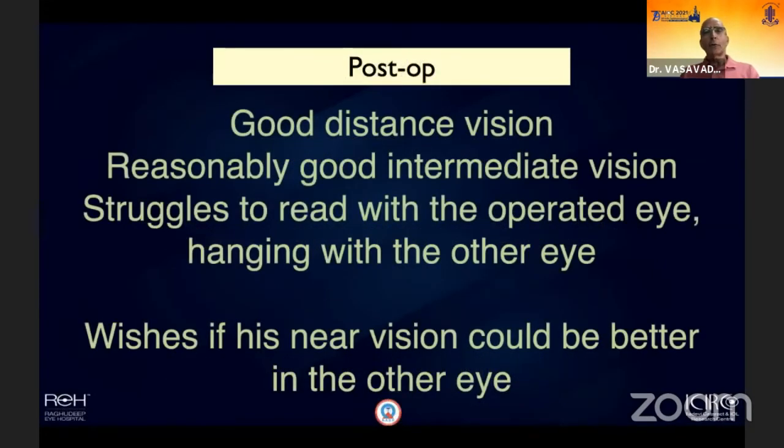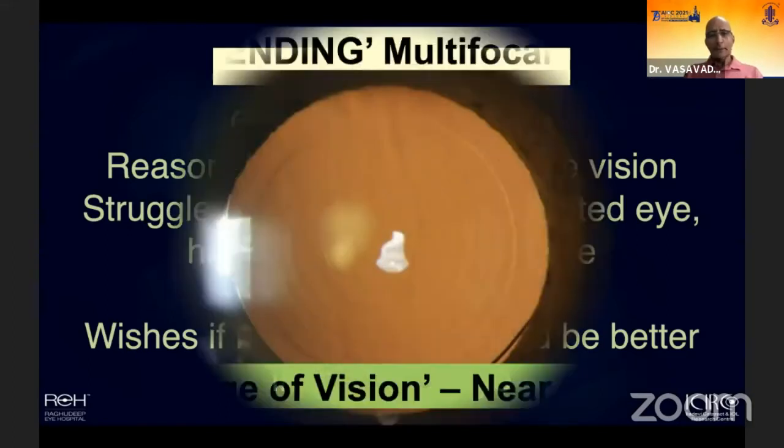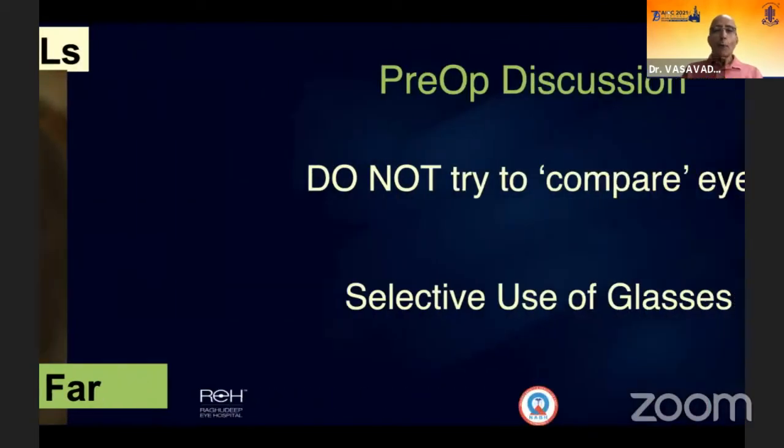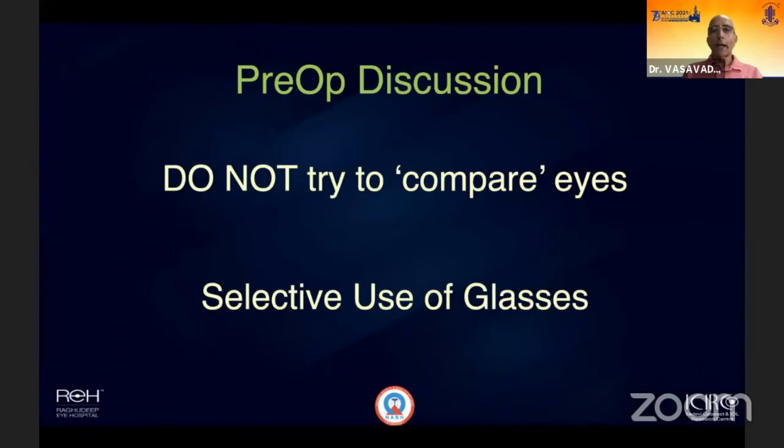And he had good distance vision and reasonably good intermediate vision, but he struggled to read in spite of our telling him that he would need reading glasses. So we were just watching how he would behave. But he did suggest, I wish I could read better than this. So we decided to blend this with a similar lens, in other words Restor, but with a stronger reading add. And he was very happy binocularly because now he would be able to read as well.